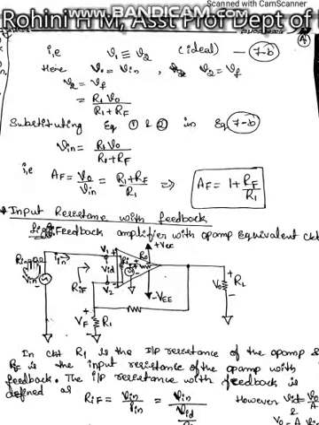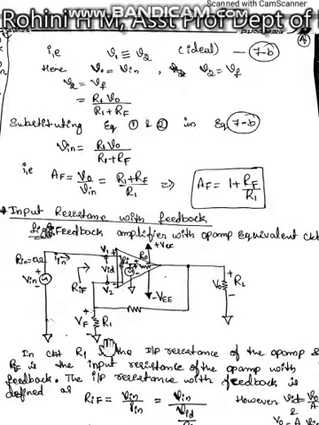Here we are applying the input voltage V in and here we are drawing the output voltage V out. This is the feedback resistance Rf and this is the resistance R1. Rin equal to 0 means the internal resistance of this source is 0 ohms. So in the circuit R1 is the input resistance.